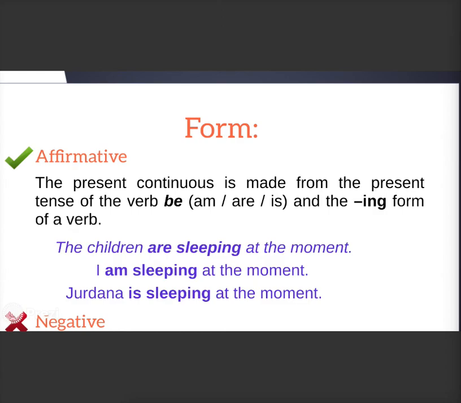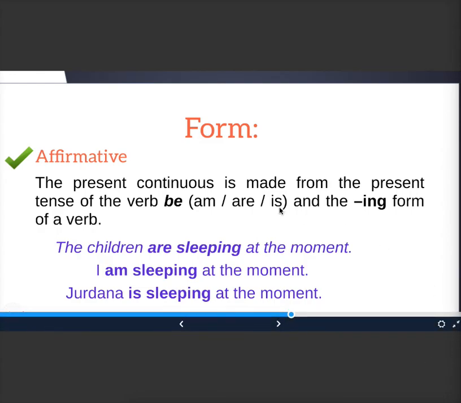Affirmative. Form. The present continuous is made from the present tense of the verb be, am, are, is, and the ing form of a verb. The children are sleeping at the moment. I am sleeping at the moment. Juliana is sleeping at the moment. Thank you, Camilo. Look at this, guys.